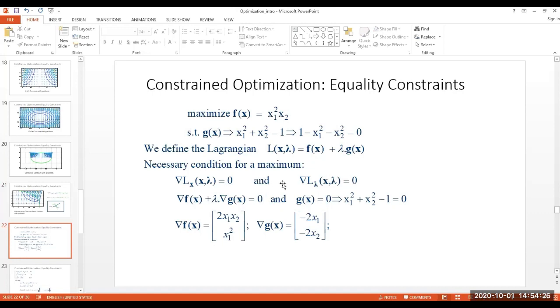At the same time, you have to satisfy the second condition, where we take the gradient with respect to lambda. The f of x, the first part of the Lagrangian, doesn't contain any lambda, so it will not appear here. If you take the partial derivative with respect to lambda, you are only left with g of x, and then you equate it to 0. So the second condition takes me back to my original constraint equation.